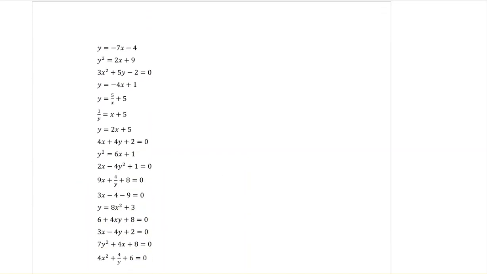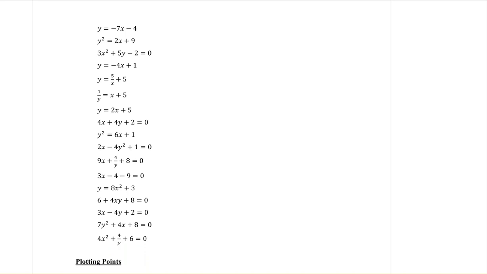Next one, next page, the whole heap of these. Maybe I'll do one more and then I'll give you a second to try and do the rest. So y equals minus 7x minus 4. Yes, it is. Good. All right, so see if you can finish off the rest of that list. Which ones are straight lines? Circle them.